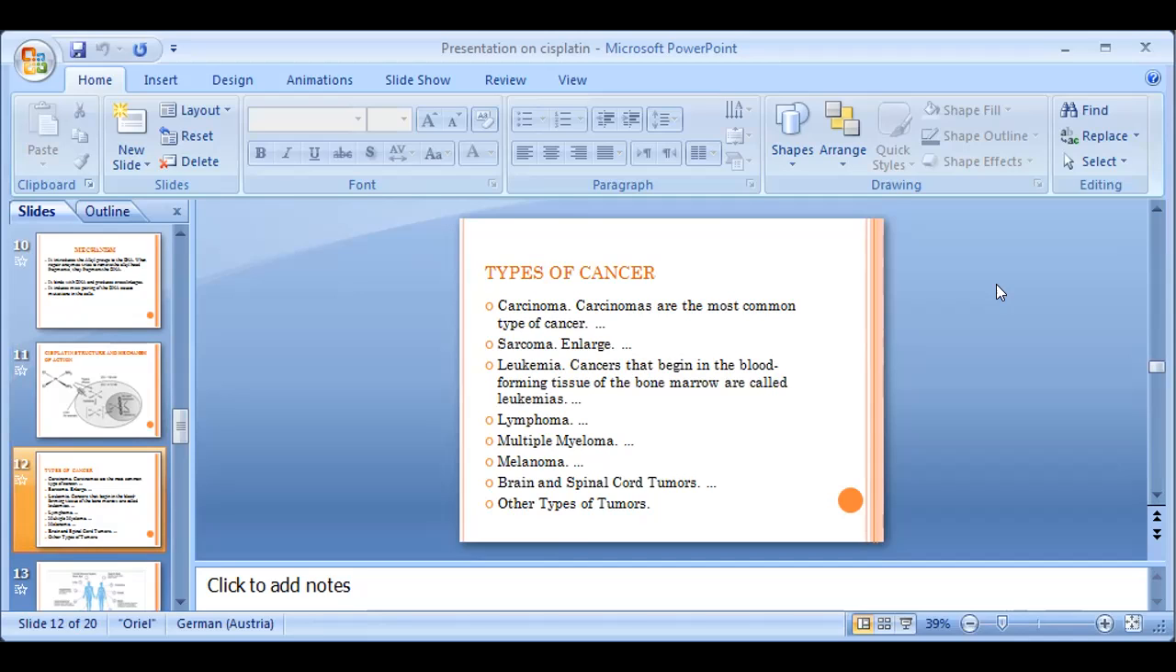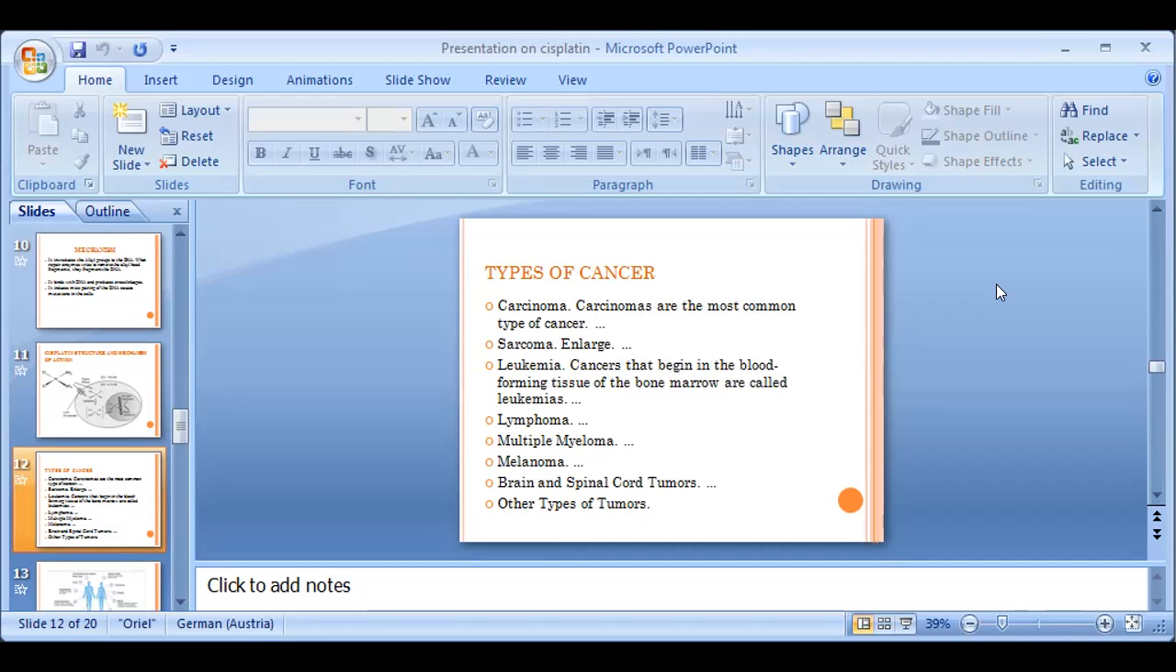Sarcoma and leukemia. Cancers that begin in the blood-forming tissues of the bone marrow are called leukemias. Lymphoma is the cancer of the lymphatic system, which is a part of the body's germ-fighting network. Multiple myeloma is a cancer of plasma cells. Plasma cells are white blood cells that make antibodies that protect us from infection.